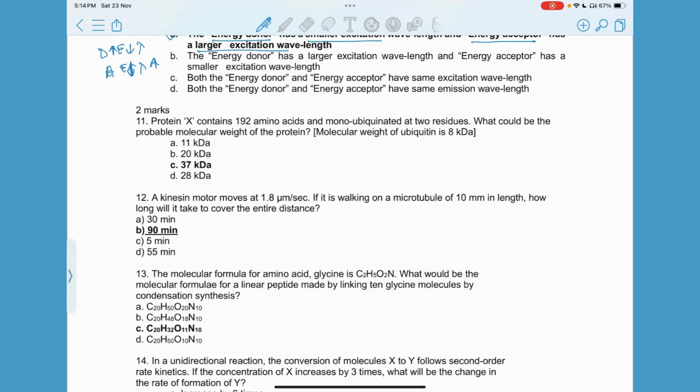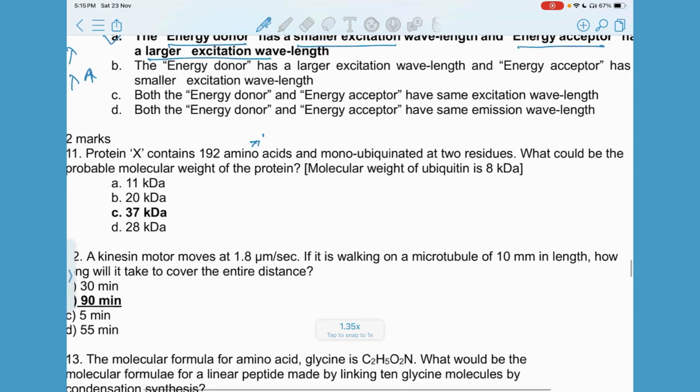Let's go to the next question. Protein X contains 192 amino acids and is monoubiquitinated at two residues. What could be the probable molecular weight of the protein? The molecular weight of ubiquitin is 8 kilodaltons. So this question can only be solved if you know the molecular weight of an amino acid, which is approximately 110, not kilodaltons, sorry, daltons.